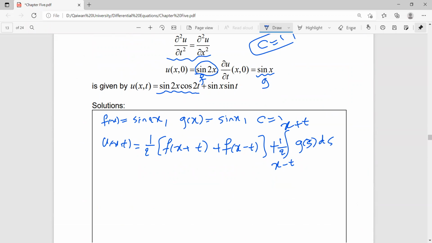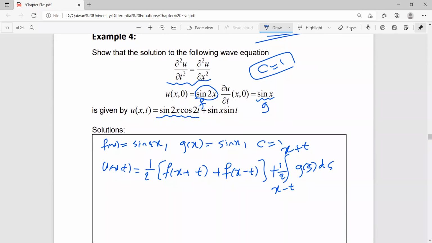Now we're going to put f of x plus t, f of x minus t, and also g of s here to get the solution. We say f of x is sine 2x. So f of x plus t equals sine 2 times x plus t. And f of x minus t equals sine 2 times x minus t. f of g of s is sine s.